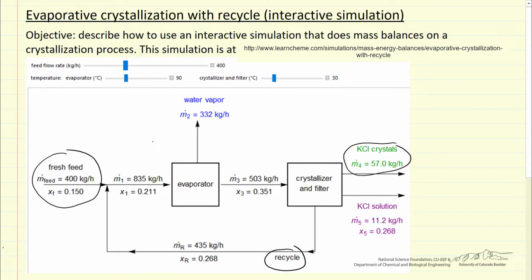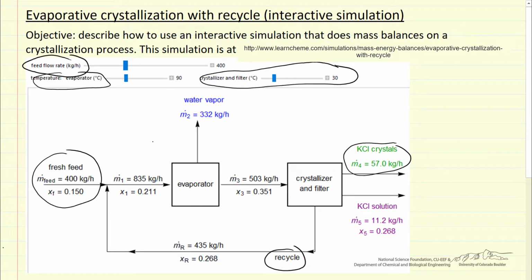The flow rate of the feed can be adjusted with a slider. The temperature of the evaporator can be adjusted. That of course affects solubility, as does the temperature of the crystallizer. The solubility of potassium chloride is linear with temperature. As you raise the temperature, the solubility increases.